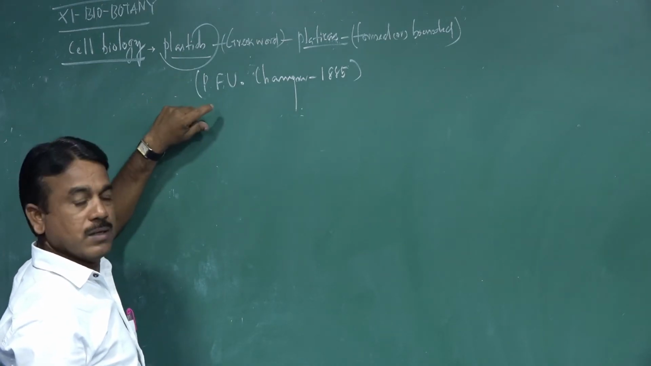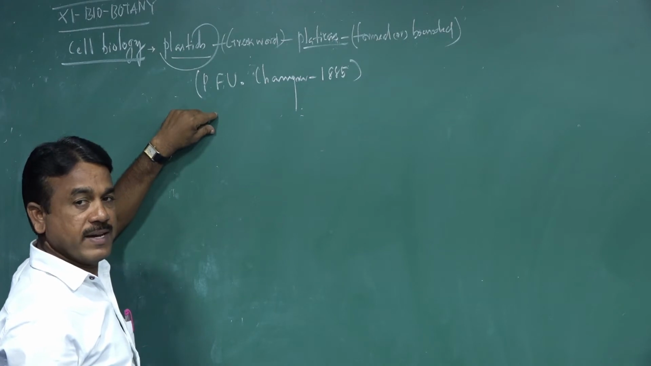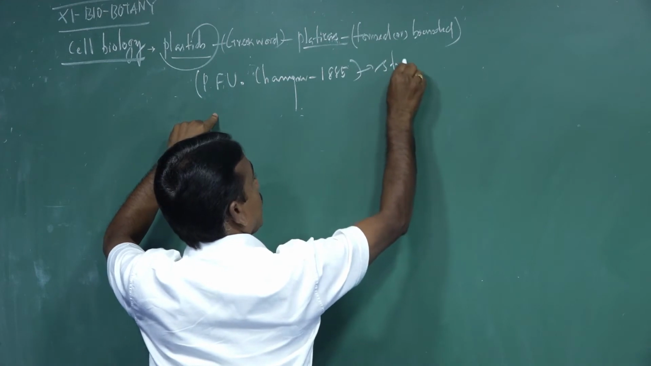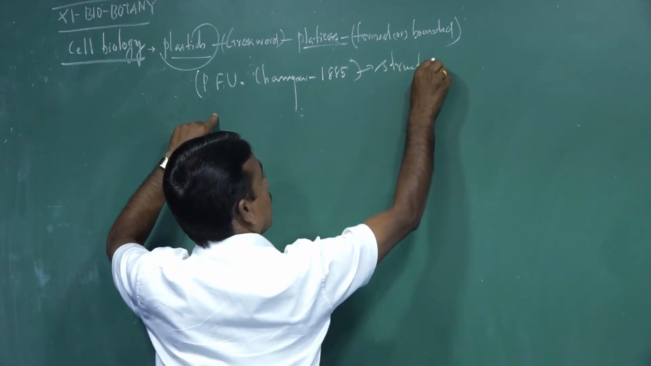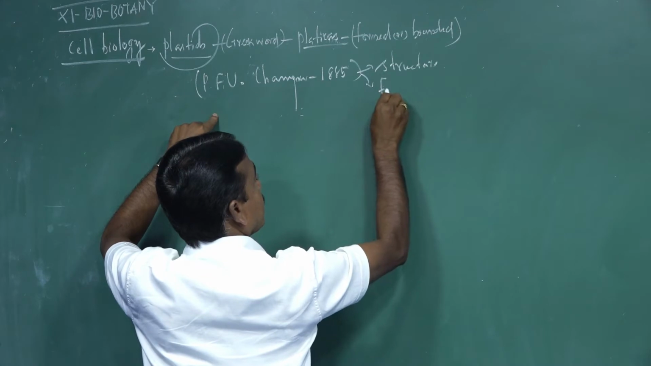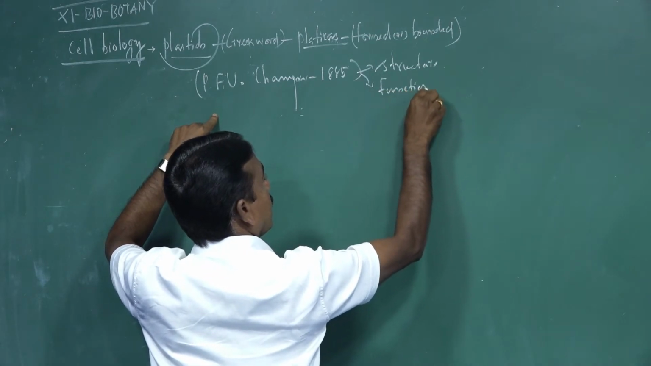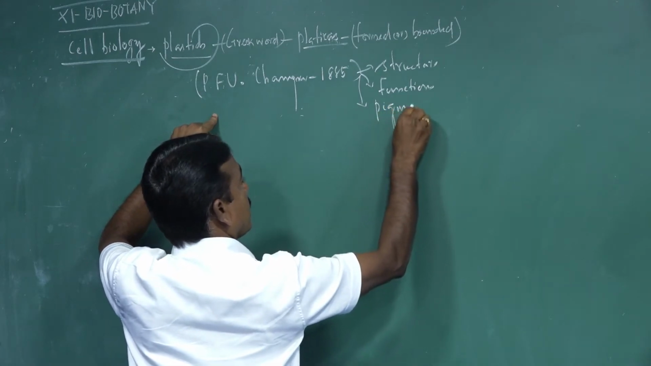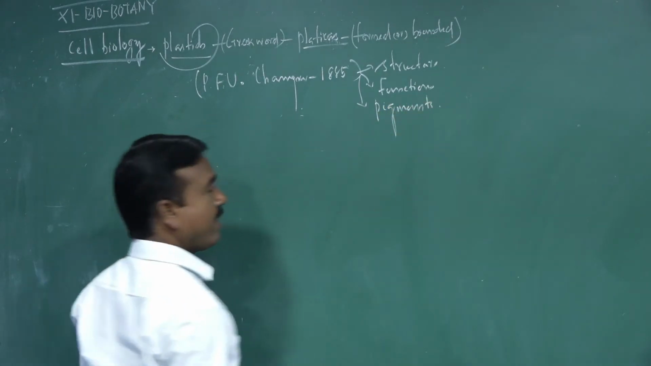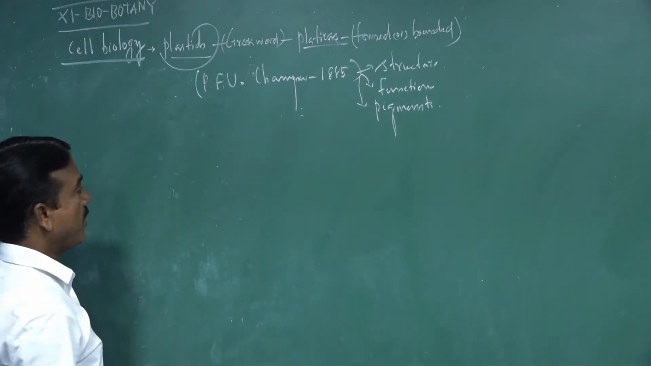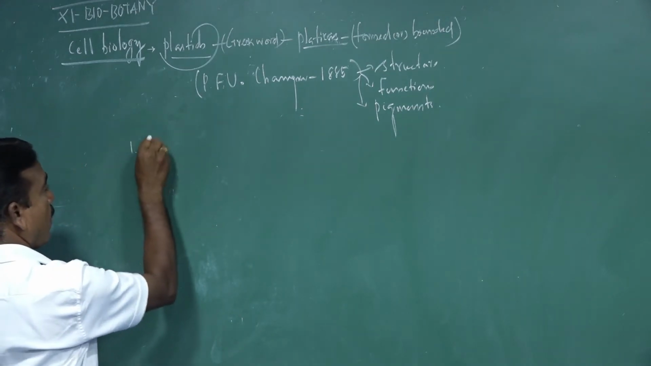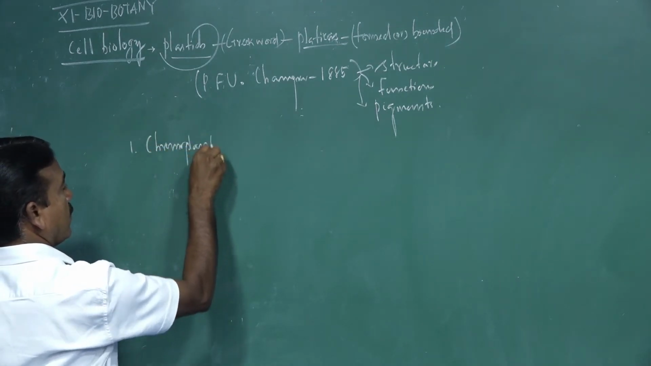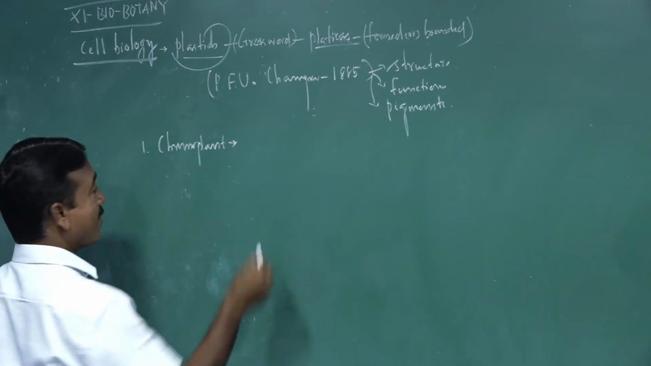According to Schimper, plastids can be classified into various types depending on structure, functions, and presence of pigments. Let me list them here. First one, chromoplast. That is commonly called colored plastids.